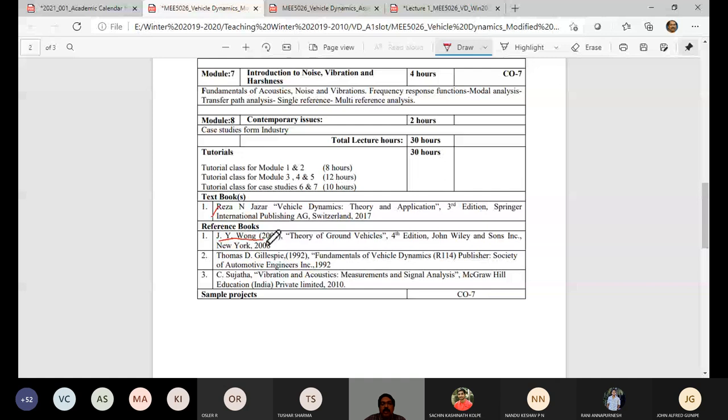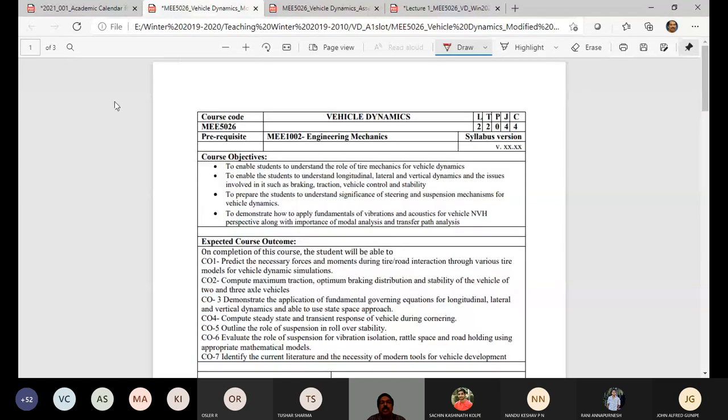But most of the time, we are going to read this Wong textbook and Gillespie, Thomas D. Gillespie, Fundamentals of Vehicle Dynamics. And for the NVH aspect, this book is a treasure. You can buy and keep it with you. Professor Sujata Ma'am's book from IIT Madras. You would have this not only for learning this course, it's also a reference for many NVH engineers in industry. So these are all something that you would be able to go through. I would provide this syllabus copy as well on the course page.